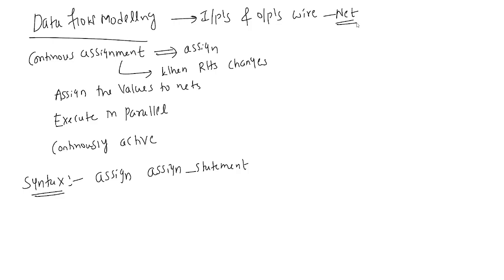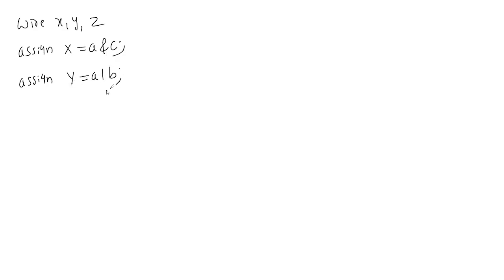Suppose you consider wire X, Y, Z. I'll use assign X equal to A and C. Will it work? It will work. And assign Y equal to A or B. Will it work? Okay. Assign Z equal to operators. Yesterday we saw, no? What are these operators?